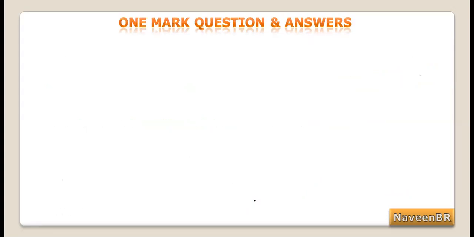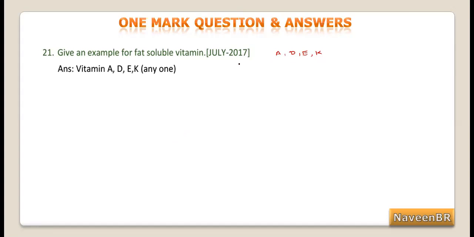Now we'll go for the next question. It is from the supplementary of 2017. Give an example for fat soluble vitamins. Now we know that there are 4 fat soluble vitamins. It is A, D, E, K. Anyone can be taken as the answer: vitamin A, D, E or K.